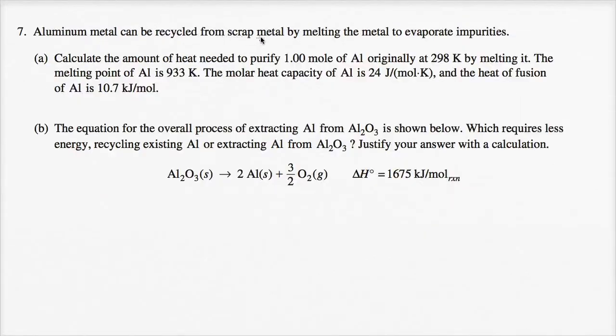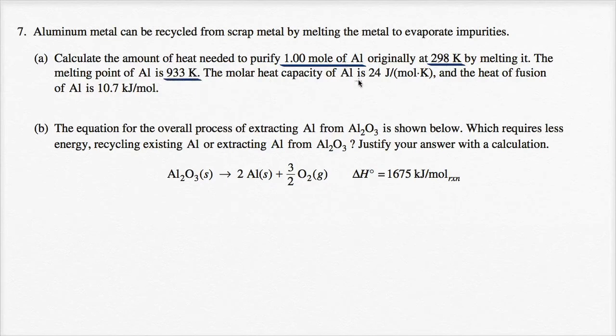Aluminum metal can be recycled from scrap metal by melting the metal to evaporate impurities. Calculate the amount of heat needed to purify 1 mole of aluminum originally at 298 Kelvin by melting it. The melting point of aluminum is 933 Kelvin. The molar heat capacity of aluminum is 24 joules per mole Kelvin, and the heat of fusion of aluminum is 10.7 kilojoules per mole. All right, so we need to think about the heat needed to raise the temperature of this 1 mole of aluminum from 298 Kelvin to 933 Kelvin.